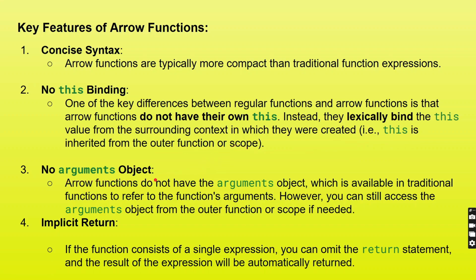No arguments object. Arrow functions do not have an arguments object, which is available in traditional functions to refer to the function's arguments. However, you can still access the arguments object from the outer function or scope if needed. Implicit return. If the function consists of a single expression, you can omit the return statement and the result of the expression will be automatically returned.